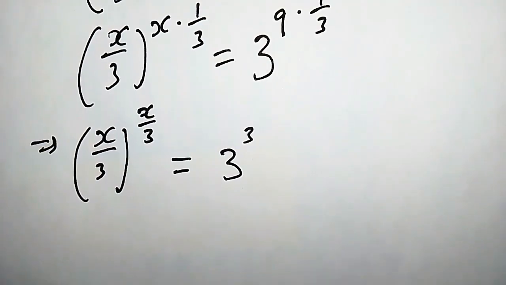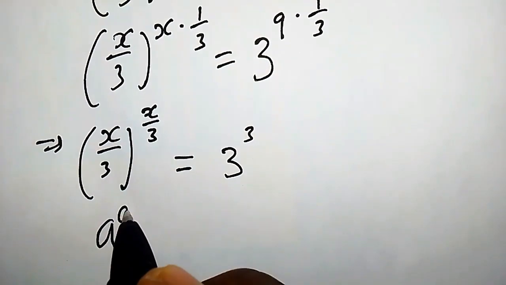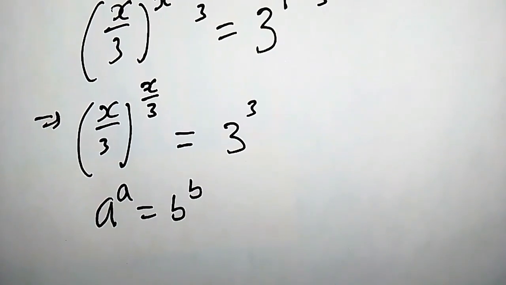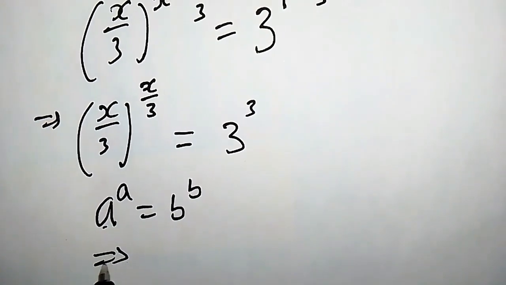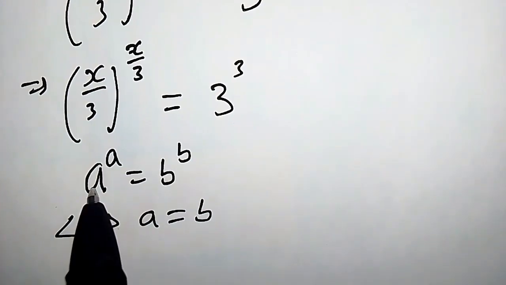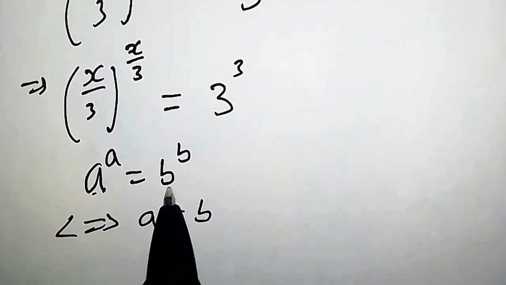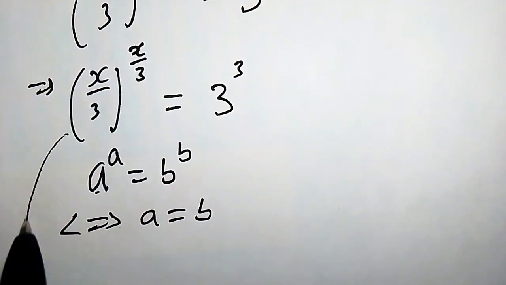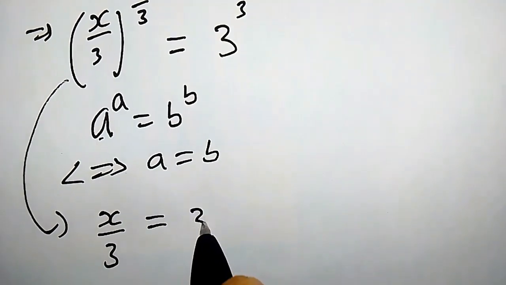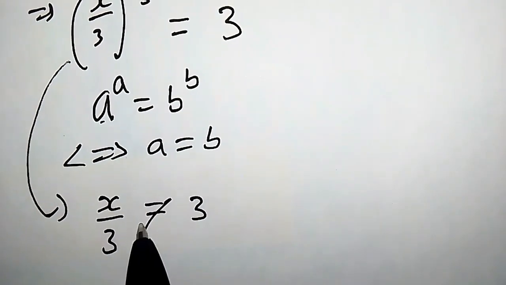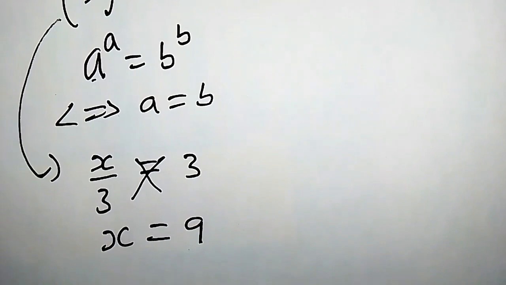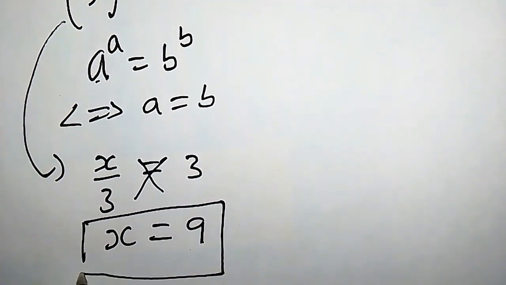Now let's recall this condition: a to the power of a equals b to the power of b. This condition is true if and only if a is equal to b. If you compare these two, you observe that our a is x over 3 and our b is 3. So from here we get x over 3 to be equal to 3. When we cross multiply, that means our value of x is equal to 9, which is the required solution.